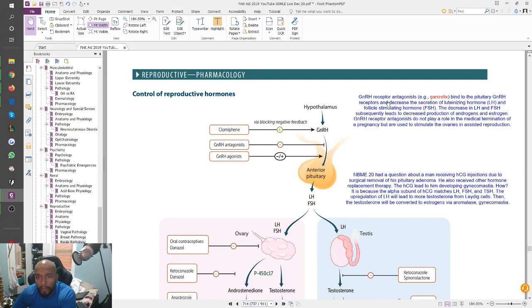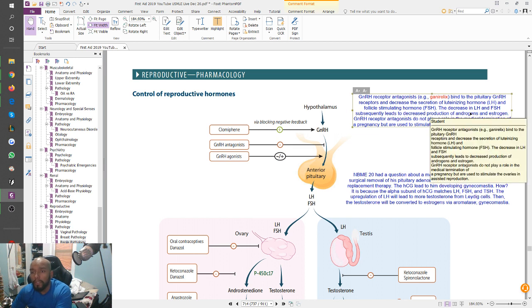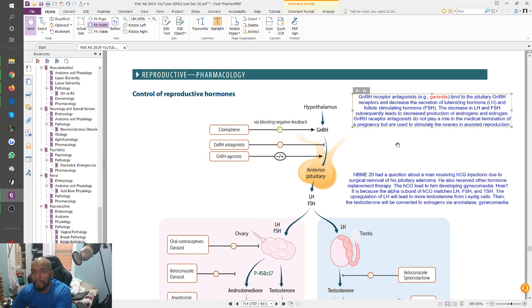So over here I have one note, GnRH receptor antagonists, it's not in the image here. GnRH receptor antagonists bind to the pituitary GnRH receptors and decrease the secretion of LH and FSH. The decrease in LH and FSH subsequently leads to decreased production of androgens and estrogen. GnRH receptor antagonists do not play a role in the medical termination of a pregnancy, but are used to stimulate the ovaries in assisted reproduction instead. Right, so this is actually a pretty important medication in patients who are trying to get pregnant, so keep an eye out for that.